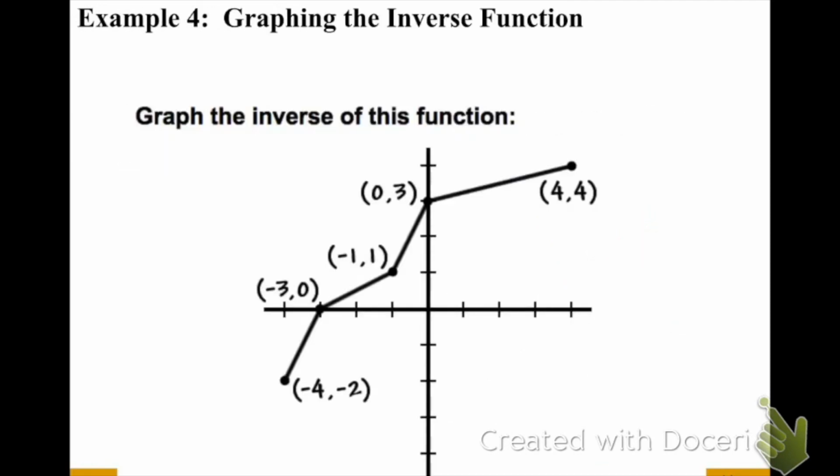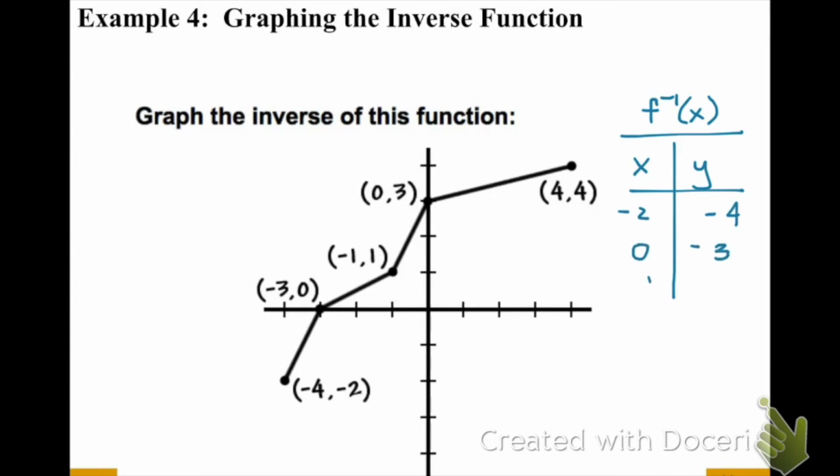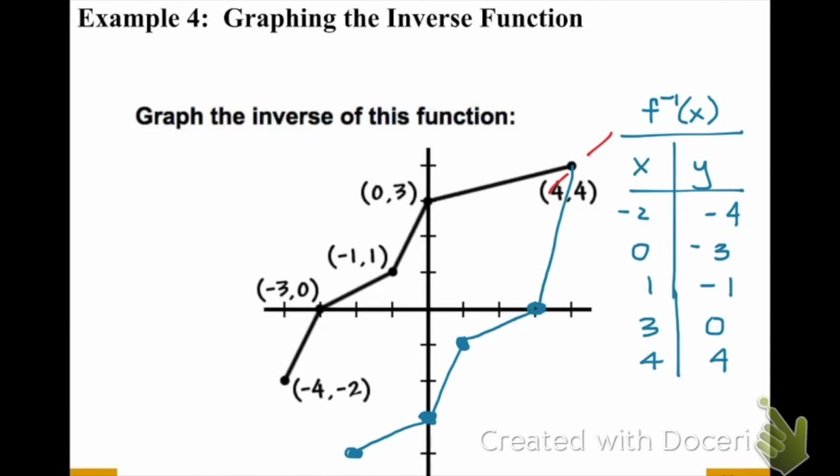For example, if we consider this function right here, we notice that we're given some very specific points. To graph the inverse, what we're going to want to do is reflect it over the line y equal to x. But this is the same thing as just swapping the coordinates. So the first point in our inverse will be (-2, -4). And then we also get (0, -3), (1, -1), (3, 0), and (4, 4).